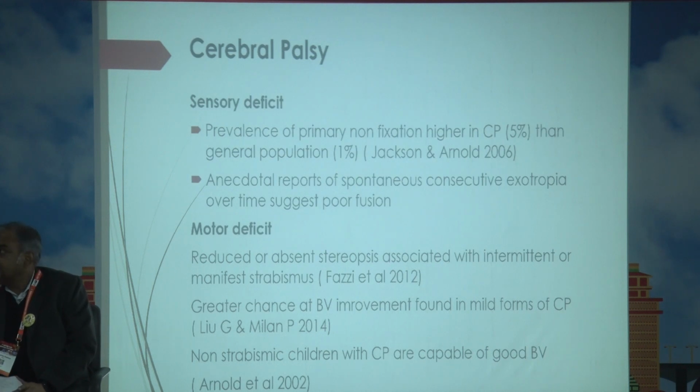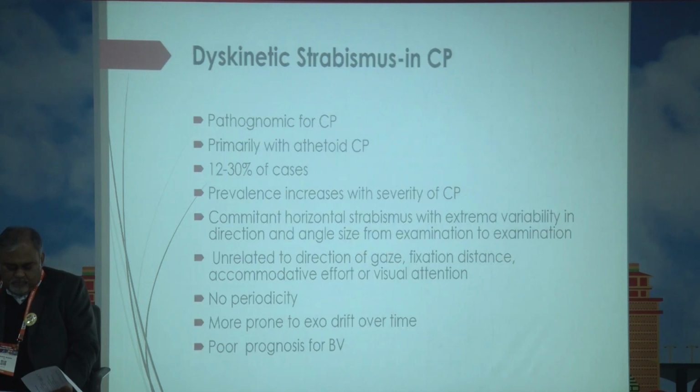In cerebral palsy, let's talk about the deficits which are seen. Obviously the prevalence of primary non-fixation is pretty high, and there are anecdotal reports which say that consecutive exotropia tends to occur spontaneously in these children, which actually suggests poor fusion. Because of this reduced or absent stereopsis, they may have either intermittent or manifest strabismus. In milder forms of CP, there may be children who are non-strabismic, and some cases have a greater chance of binocular fusion.